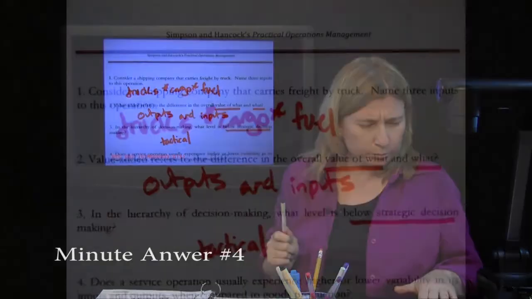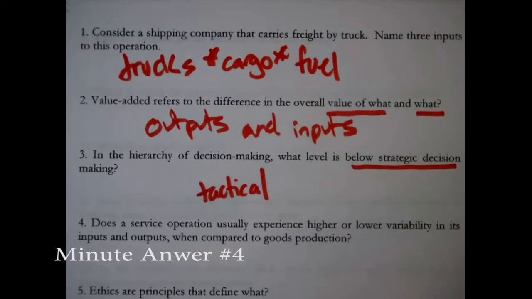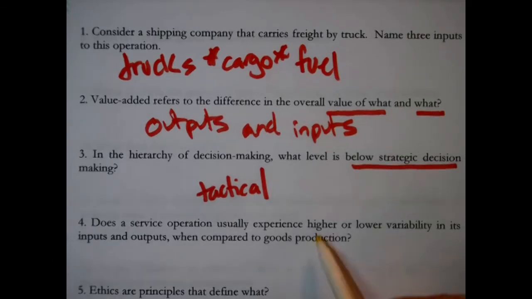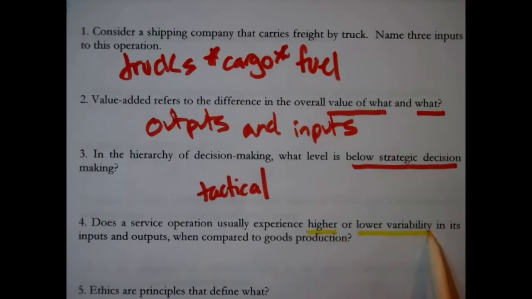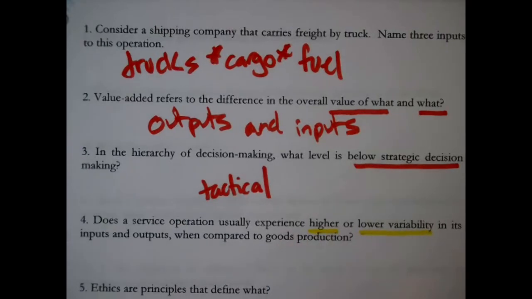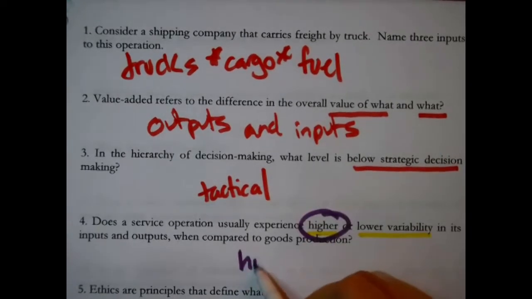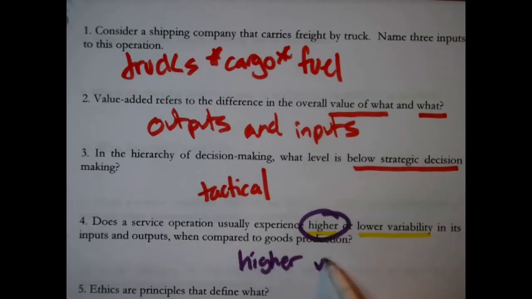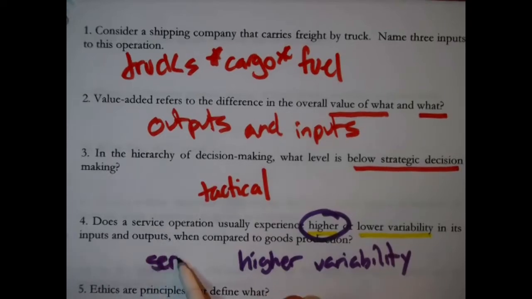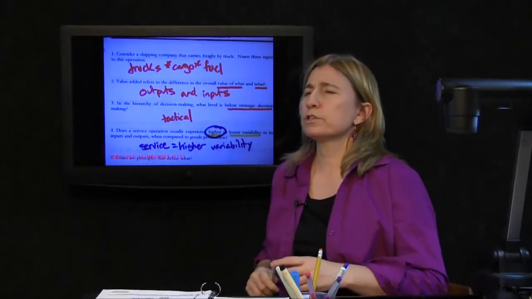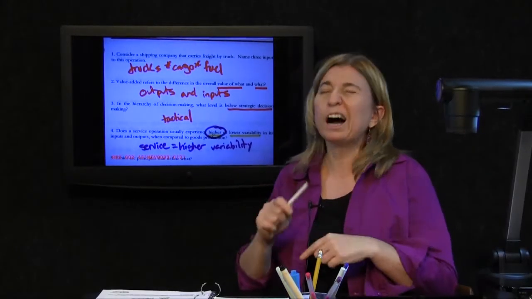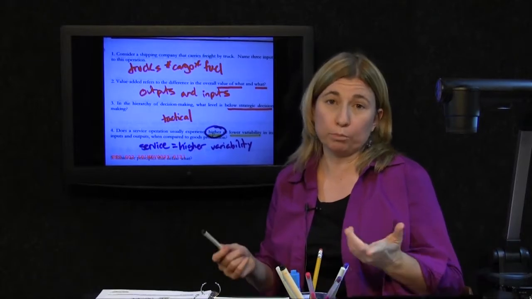Next question. Does a service operation usually experience higher or lower variability in its inputs and outputs when compared to goods? Oh, you know what this would be? A service operation, higher variability. We remember that in the discussion of the contrast between services versus goods production, services and service systems generally experience higher variability of inputs and outputs.